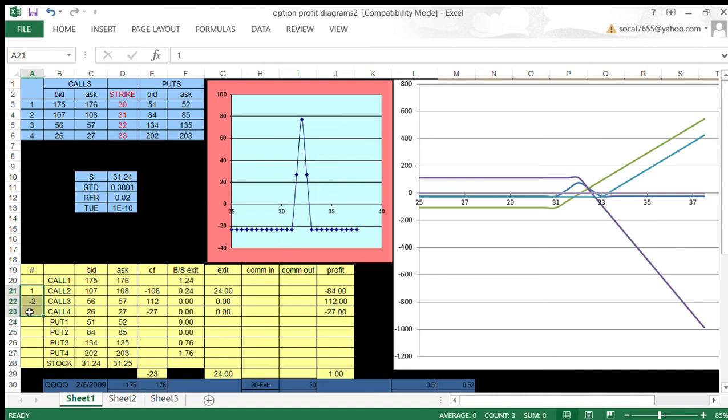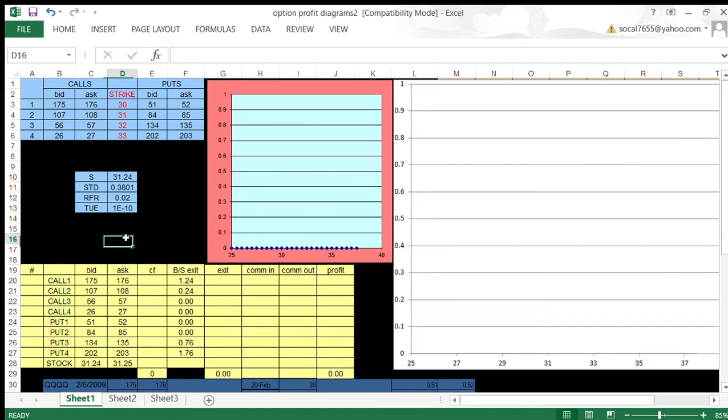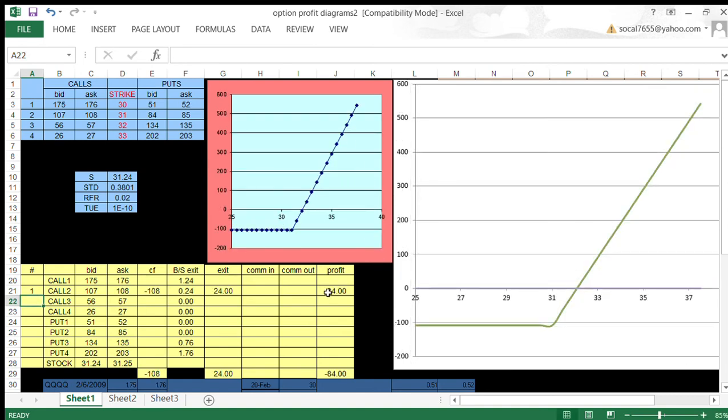Let's look at spreads. If I'm long 1 contract of call 2, there's my profit diagram. That's going to cost me $108, but I can reduce the cost of that. If I don't think the stock price is going to go above exercise price 3, which is 32, maybe I'll write call 3.